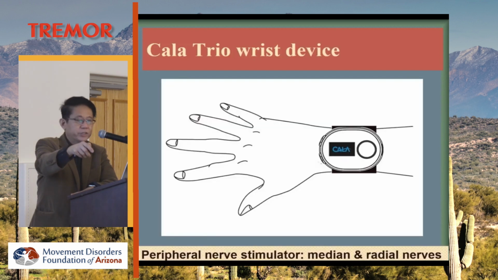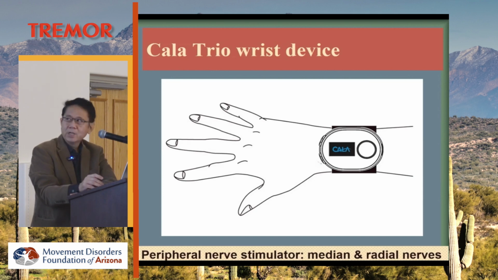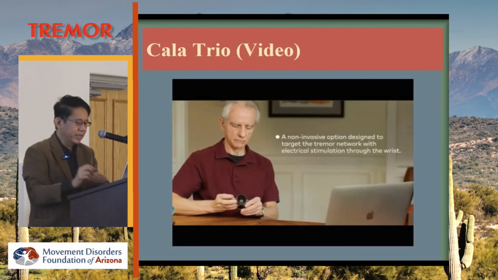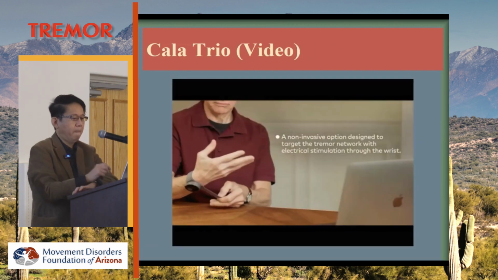And then I'm going to encourage you to check out the tables. One of the tables has the Calatrio. This one is run by a battery. It provides peripheral nerve stimulation through the wrist.